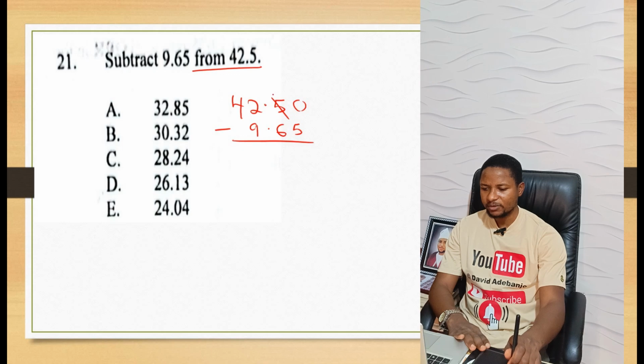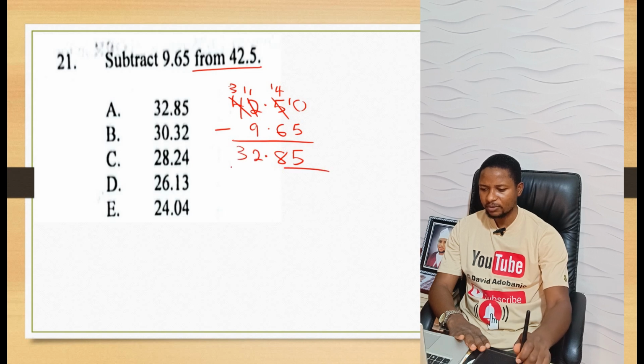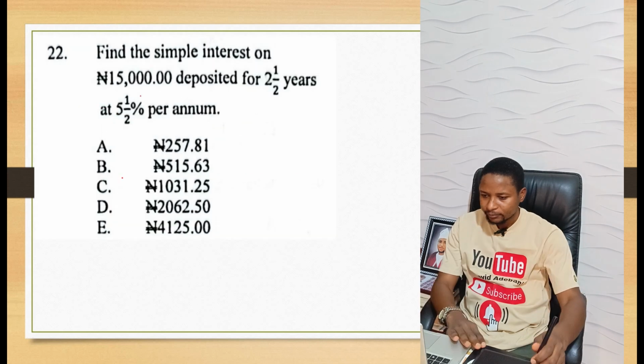0 minus 5 is not possible, so I had to borrow from 5 and I'm left with 4 there. Then the 1 we come here and change the number to 10. 10 minus 5, you have 5. Borrow from here, you have 14. 14 minus 6, that will give you 8. Post decimal point. Borrow from here, you have 3. So 11 minus 9, you have 2. Then the 3 come down, so you have 32.85. 32.85, that's option E. Let's go.